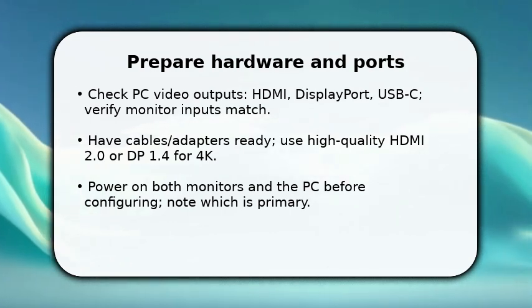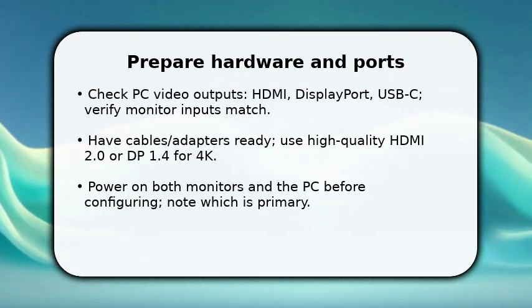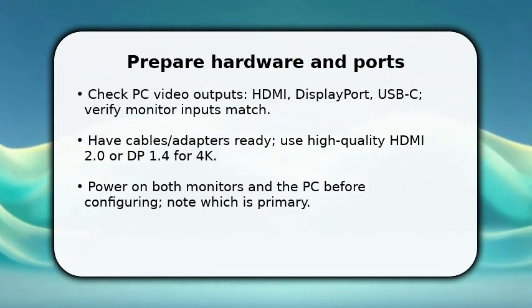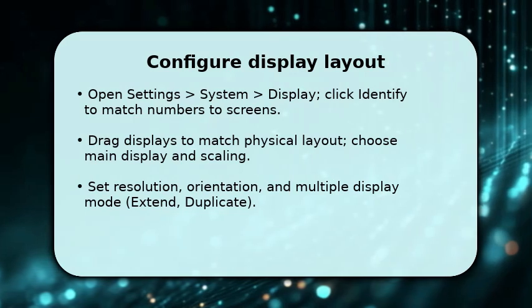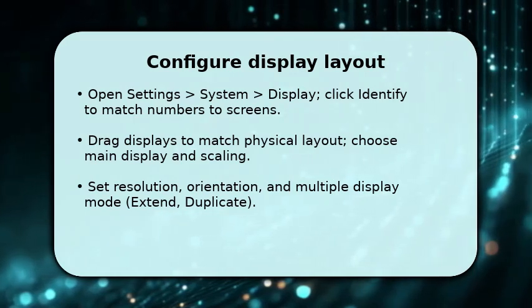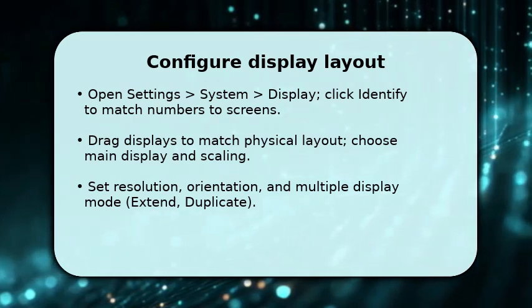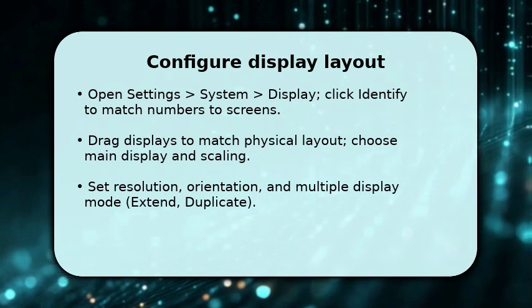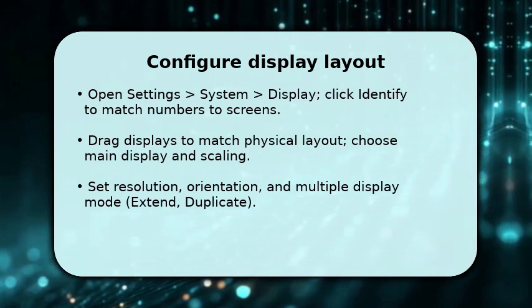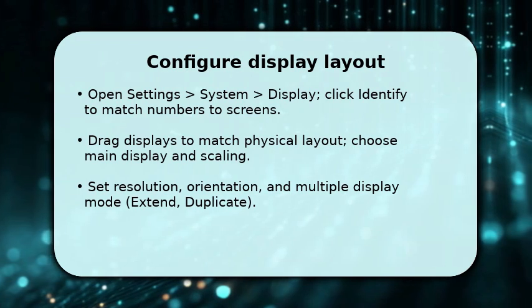Once done, open Settings and head to Display. This begins the configuration where Windows lists detected screens. Now you'll tell Windows how the monitors relate so your mouse moves naturally between them. Open Settings, go to System then Display, and click Identify. You'll see numbers on each screen.